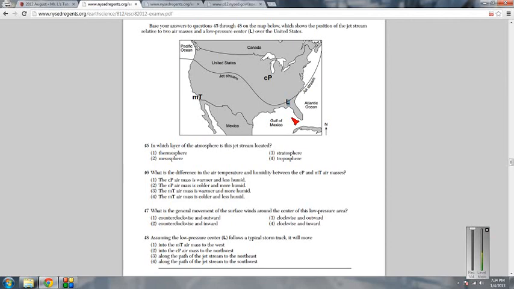So it's asking where it's actually going to move. Now, they kind of give you a little tip here, because they give you the jet stream, and it does follow the jet stream. So the correct answer is number 3, towards the northeast.